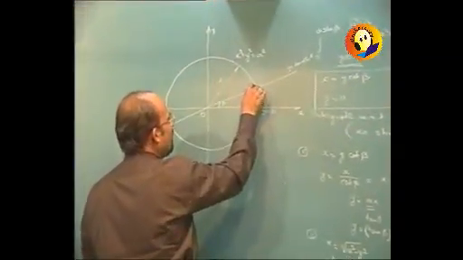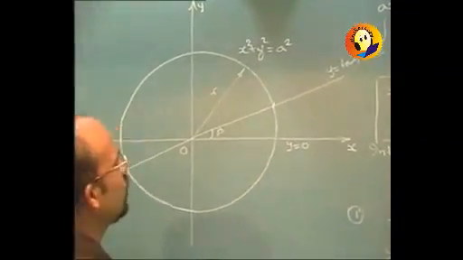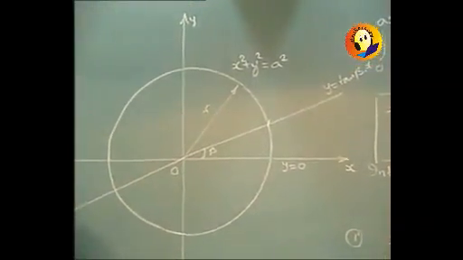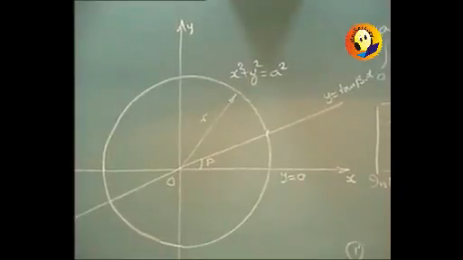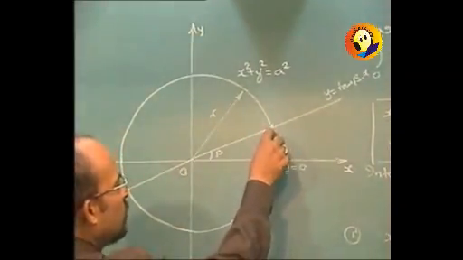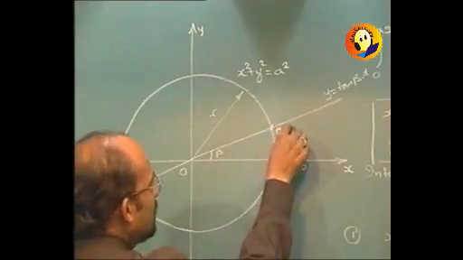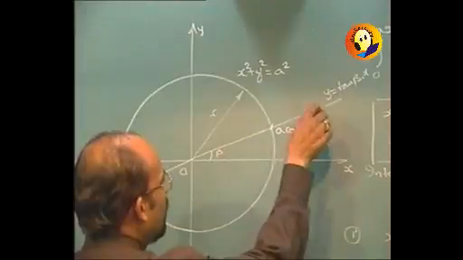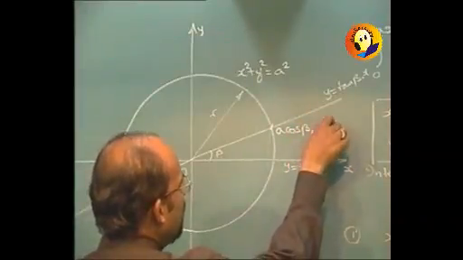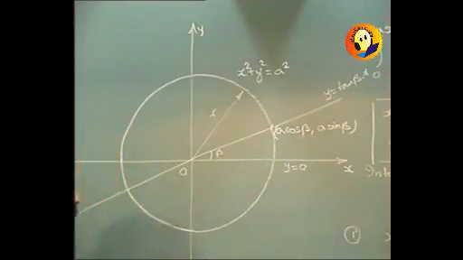we can very well find out coordinates of point of intersection of the circle x square plus y square equal to a square and y equal to tan beta into x. This distance being a, we can simply find out these coordinates as a cos beta, which is nothing but x coordinate, and a sin beta, which is nothing but the y coordinate.